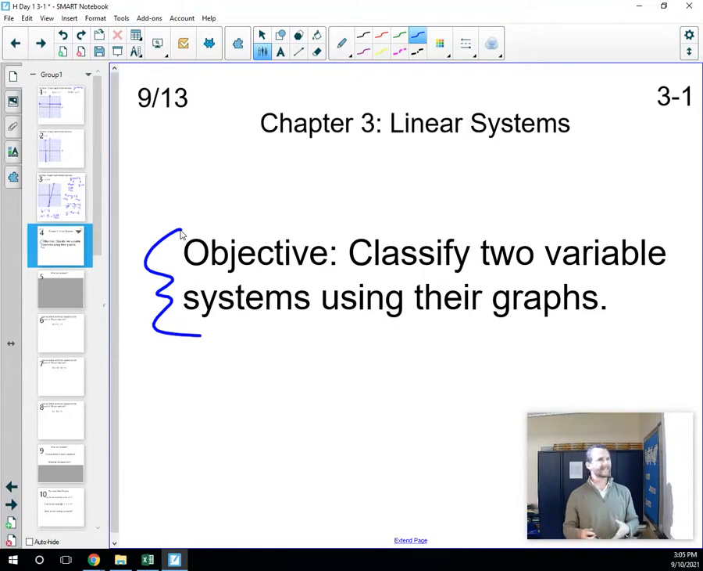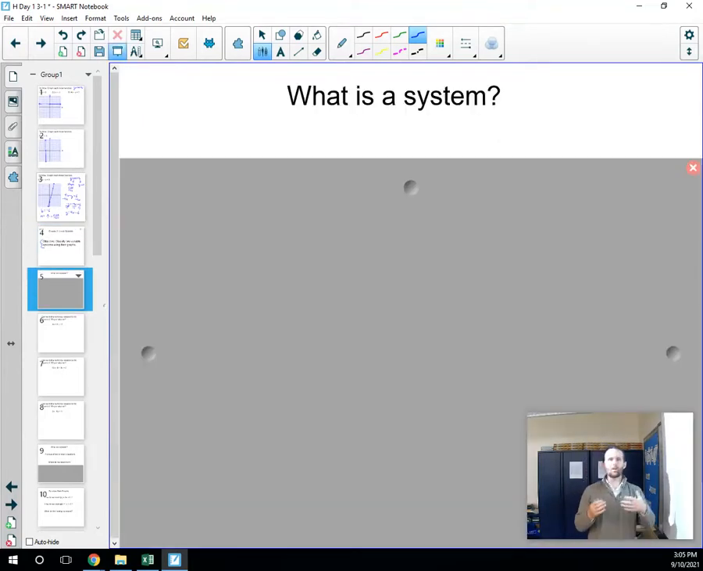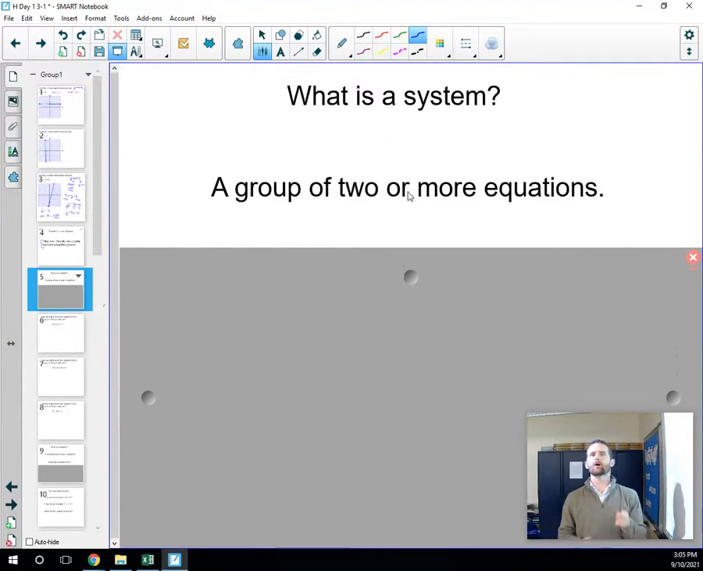So let's jump right in with sort of an important question. What is a system? A system is something that we should remember hearing about in Algebra 1. Anytime we have a system, that just means we have a group of two or more equations. Two or more. Might be more, and in fact, it will be more eventually.